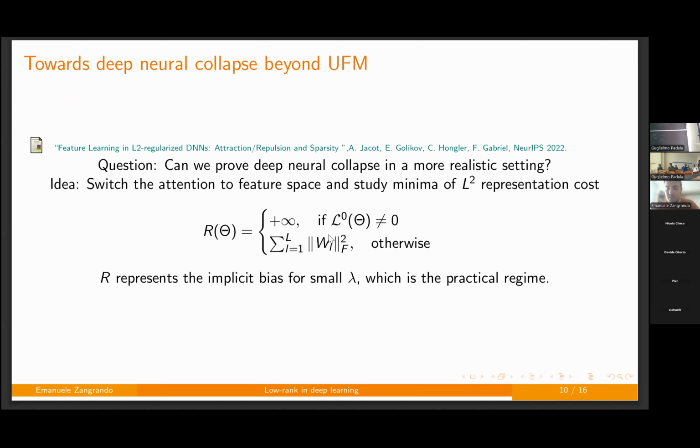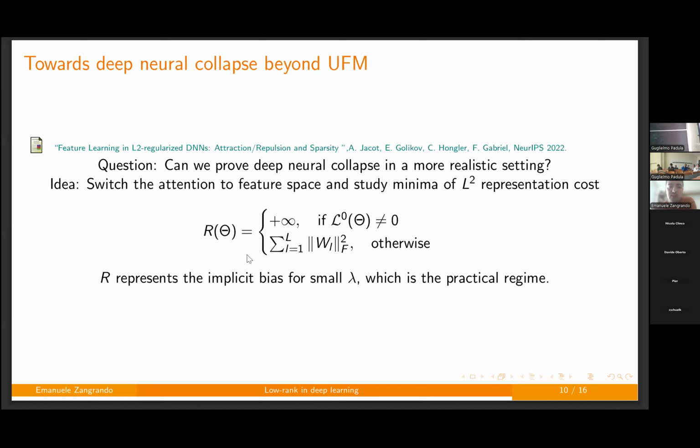So after having shown this, I wanted to talk a bit about our latest research progress on how to go beyond the unconstrained feature model. The idea here is to switch the attention to feature space instead of weight space, and to study the minima of what's called the L2 representation cost, which has been used in a lot of papers, for example in this one here, in which the authors studied this representation cost. And even in this work here, they propose to switch attention to feature space.